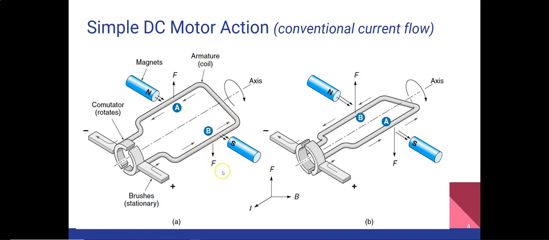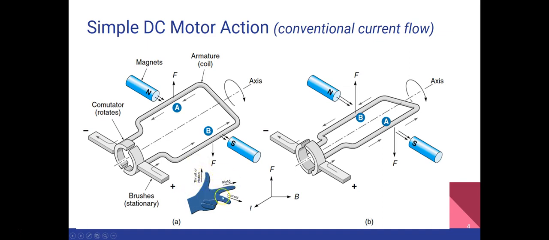And the direction of this force you can also determine by using Fleming's left hand rule. By this left hand rule we can determine the direction of the force. If the current is flowing in this direction, the middle finger represents the direction of the current, the index finger represents the direction of the magnetic field, and the thumb represents the direction of the force. So if the current is flowing in this direction, then the force will be exerted in this way.